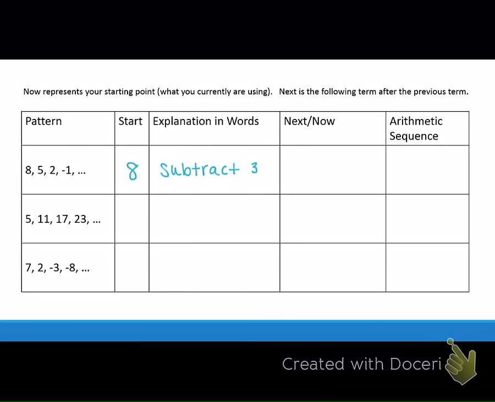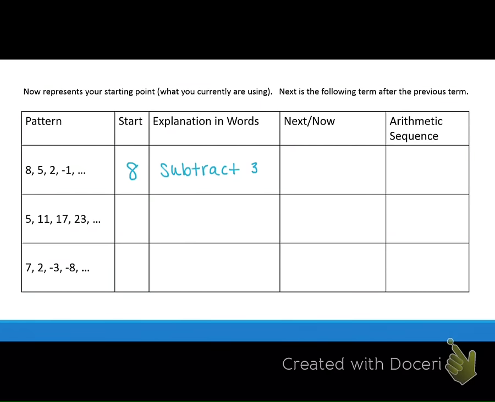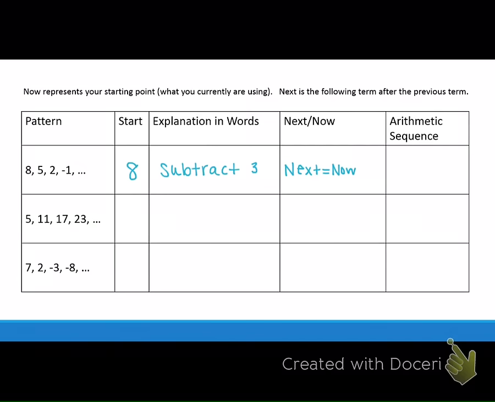So in the next-now formula, to get to the next term, it's going to equal the term you're on. That's the now term. And what are we doing with the now term to get to the next term? Sarah just told us. You take whatever you're on now and subtract 3. So if I'm on 8 and I subtract 3, I get 5, which is my next term. If I'm on 5 and subtract 3, I get 2, which is my next term. That's what that's saying.